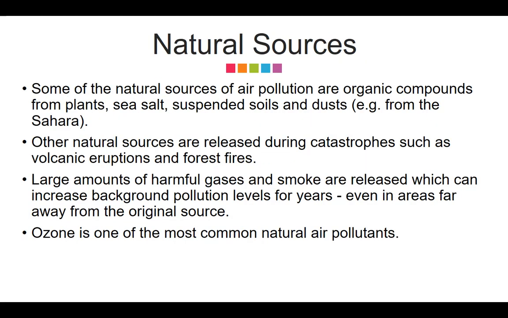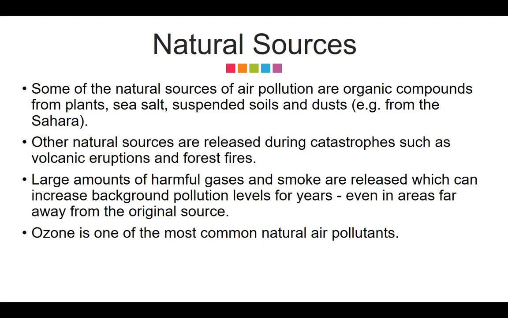So the last category we wanted to list were your natural sources. Some of the natural sources of air pollution are organic compounds from the plants, sea salts, suspended soils, and dusts, say from a dust storm in the Sahara. Other natural sources are released during catastrophes such as volcanic eruptions and forest fires. Large amounts of harmful gases and smoke are released, which can increase background pollution levels for years, even in areas away from the original source.